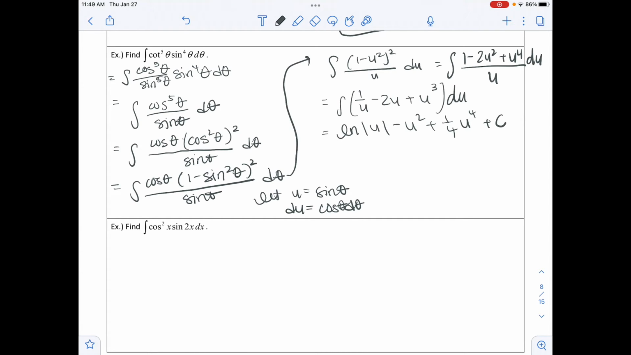And remember, our original problem is written in terms of theta, so I do need to back sub in what that was. And u is defined as sine of theta. So this is going to be ln of sine theta minus sine squared theta plus 1/4 sine to the fourth theta plus c. That would be my final answer.